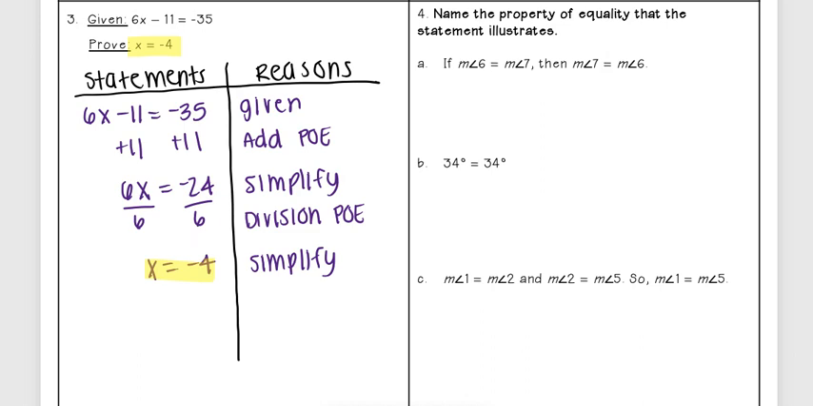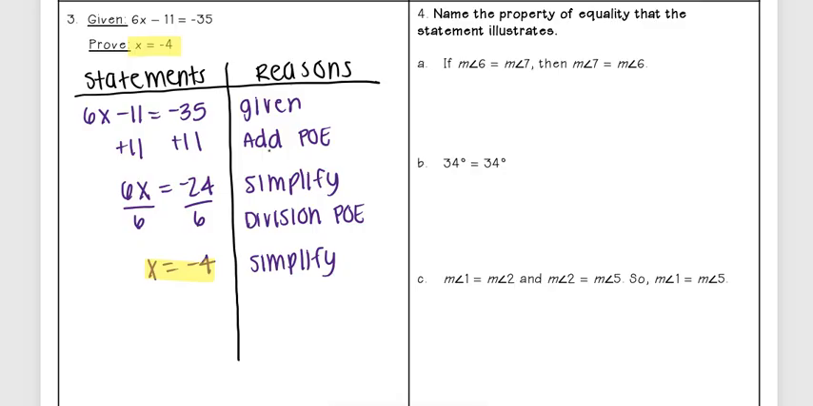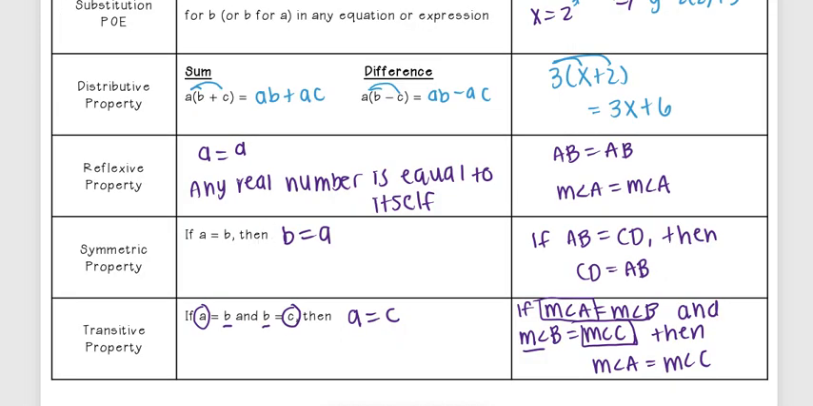Okay, and then for this last problem, I want to name the property of equality that the statement illustrates. In part A, I have if measure of angle 6 is equal to measure of angle 7, then I can switch those and measure of angle 7 is equal to measure of angle 6. If I go back to my properties, I see that's exactly my symmetric, where I just flip-flop them around. This one is saying 34 degrees is equal to 34 degrees. I'm saying something is equal to itself, and so that is my reflexive.